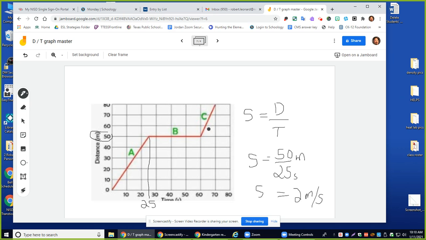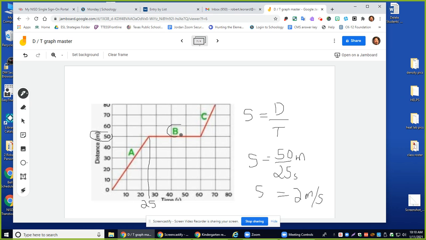Okay? Draw this graph, ABC. I can describe the motion for you. Point A is moving away from the origin. Point B is stopped. Point C is moving away from the origin at a faster speed. So I can tell you about point C. It's moving away at a faster speed.